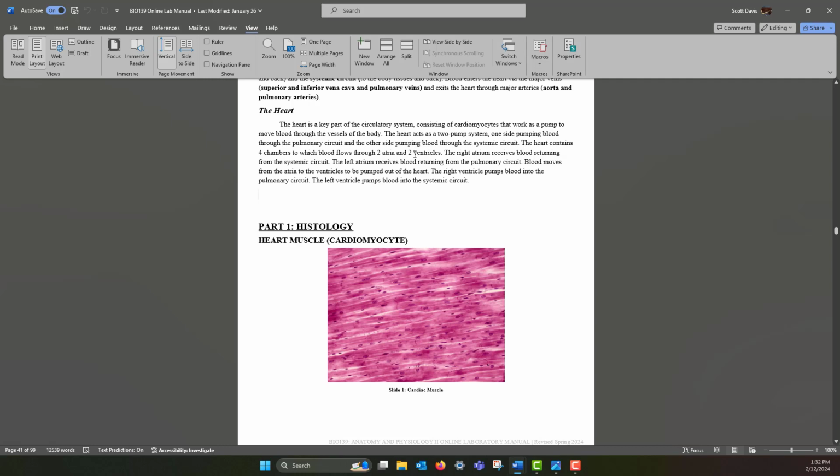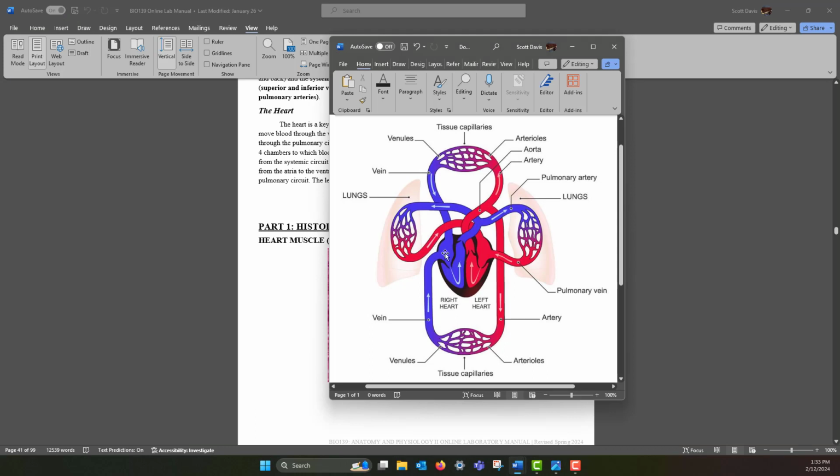We also have 2 ventricles. Ventricles are the ejecting chambers. They're very muscular. Now, there is a left ventricle and a right ventricle. They're on the bottom or the inferior surface of the heart. If we look at our image here, this is the right atrium and the left atrium. The right ventricle and the left ventricle.